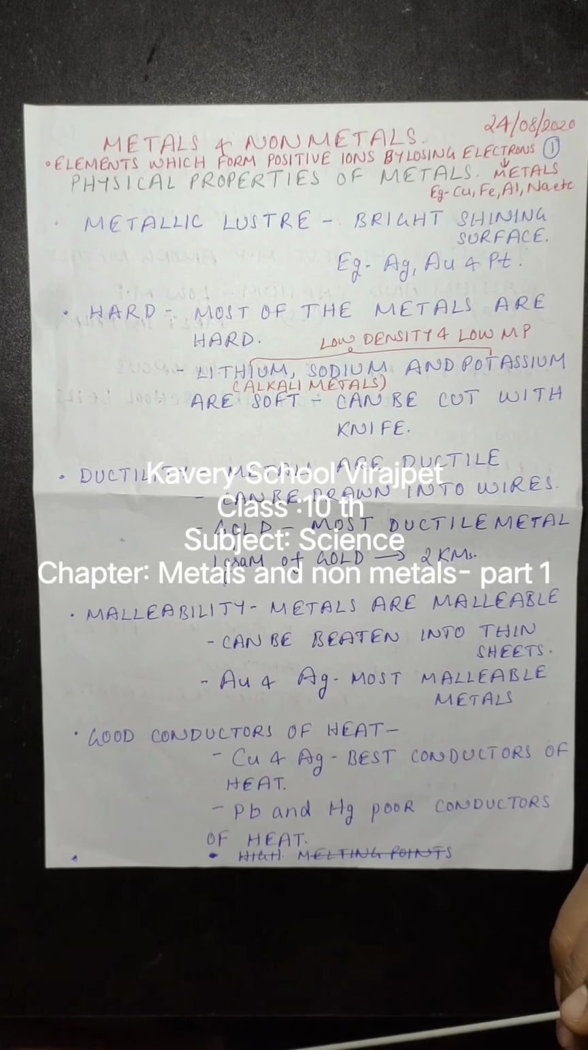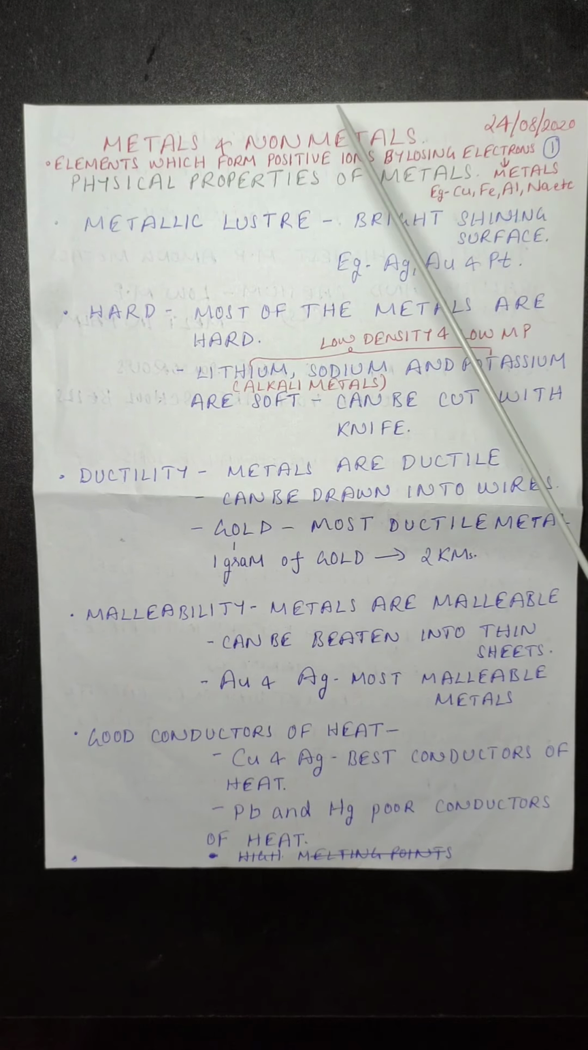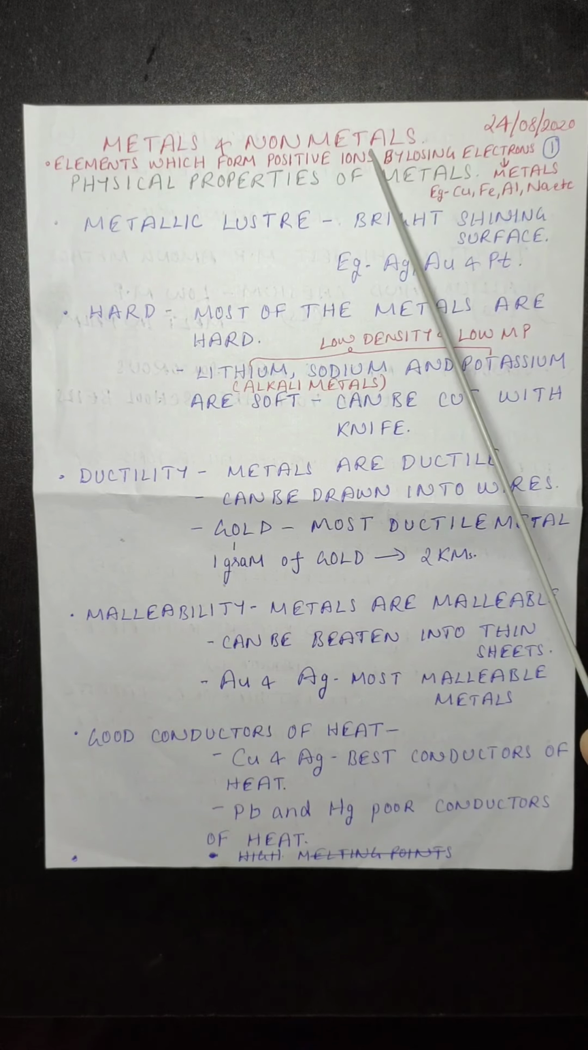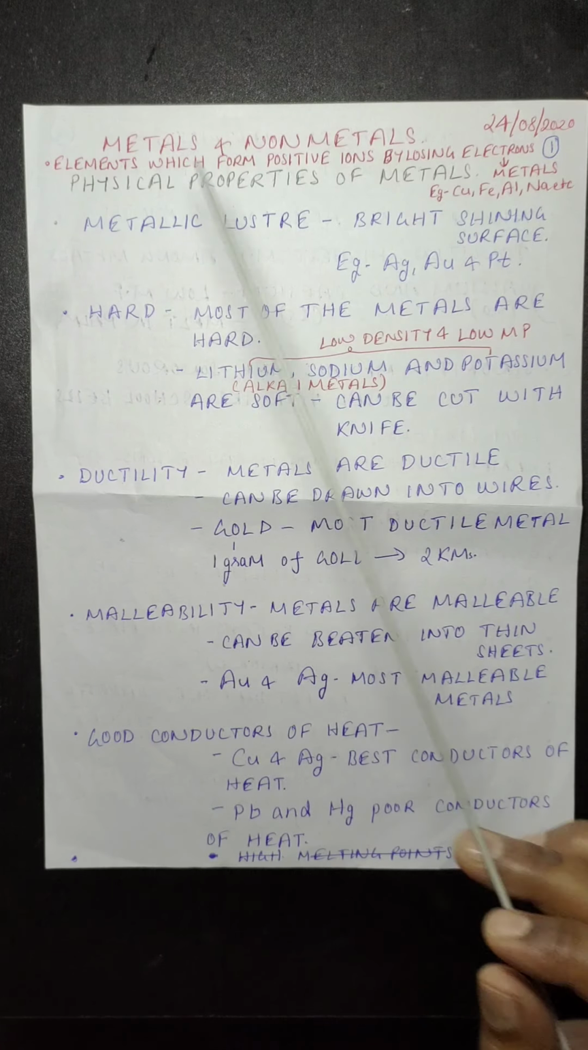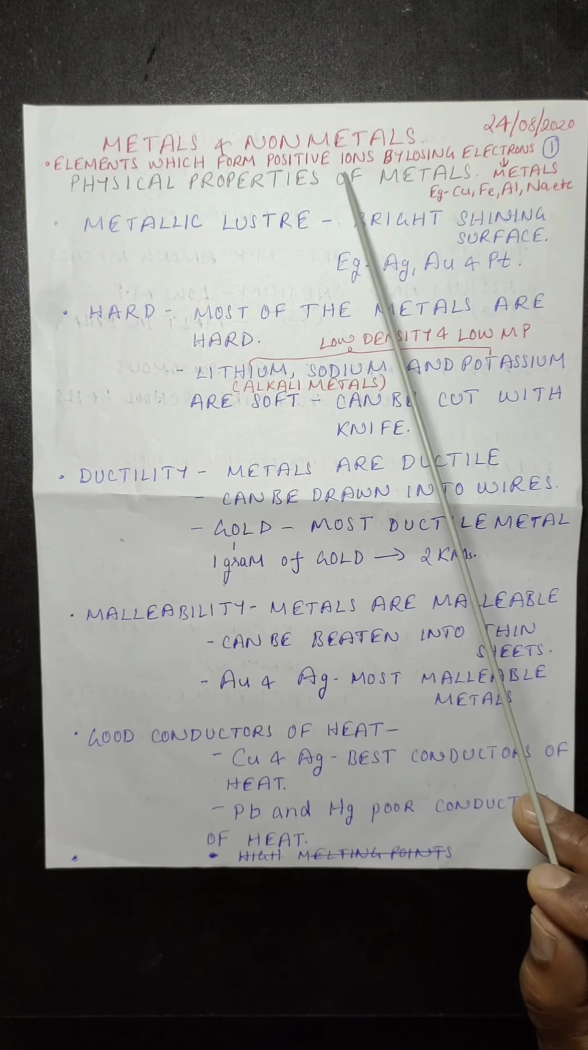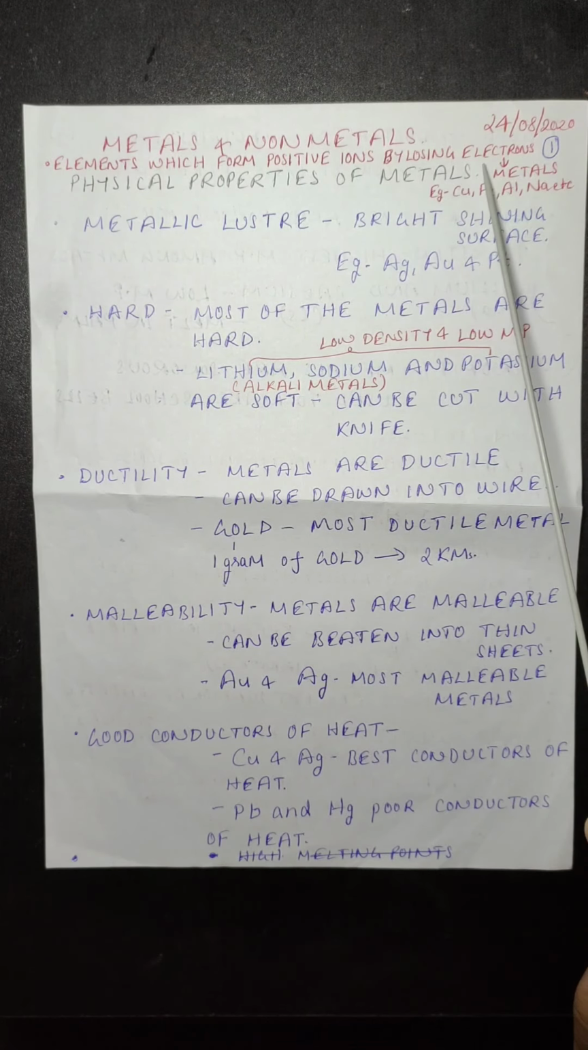Good morning, children. Today we'll learn this chapter, metals and non-metals, a lesson from chemistry. You may be knowing elements are basically classified into metals and non-metals. How can you define metals? Usually these are the elements which form positive ions when they lose electrons.